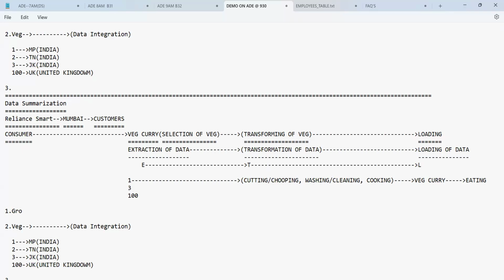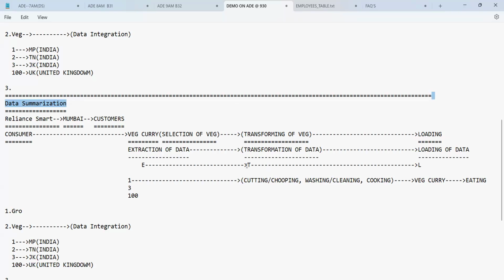So these are all the processes we have, guys. We apply the same process here on the data by using the process called ETL, that is extraction, transformation, and loading. And for extraction, transformation, and loading, here we are going to use the data summarization process. The same thing you replace with the data.